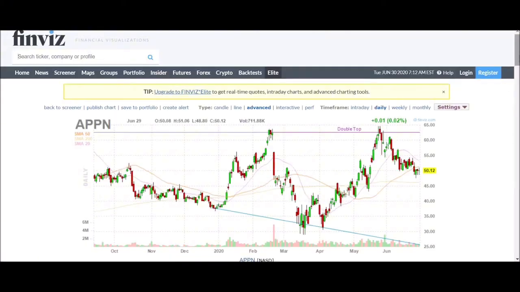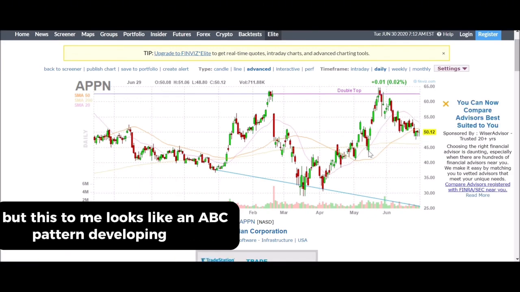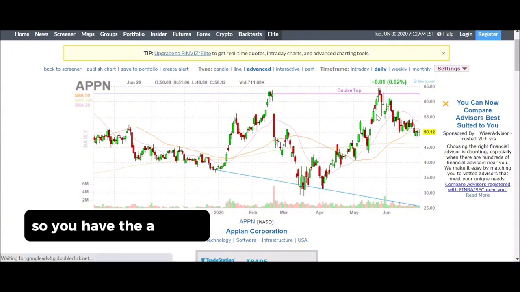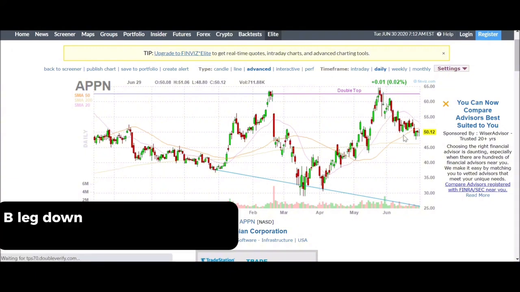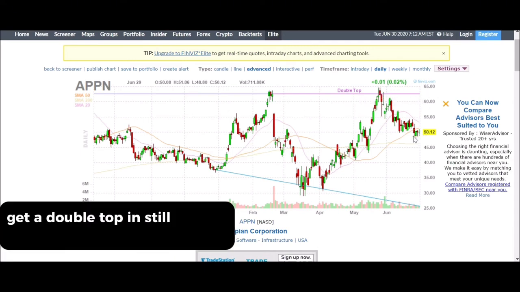Appian. And it looks like I'd like a little more volume here to see a reversal, but this to me looks like an ABC pattern developing here. So you have the A leg up, B leg down, and then maybe we get a C leg here back up. You have a double top in. Still, it's not looking that great.